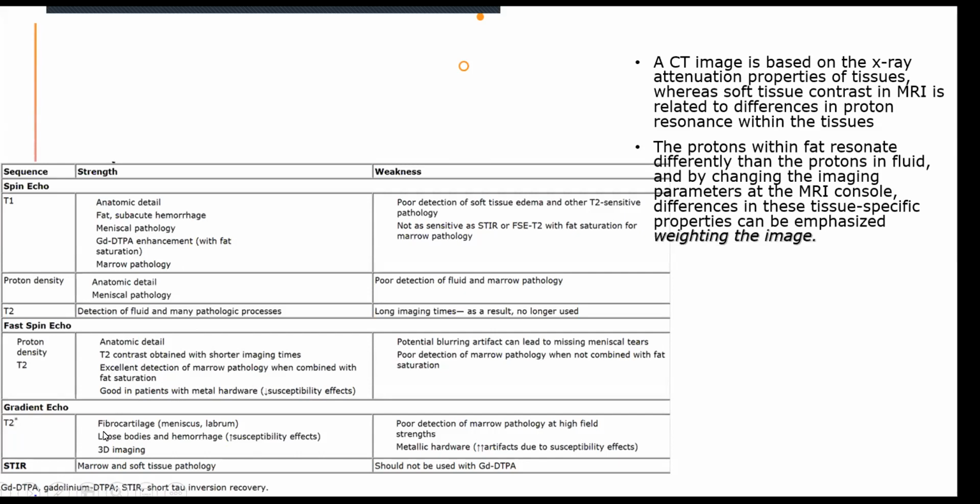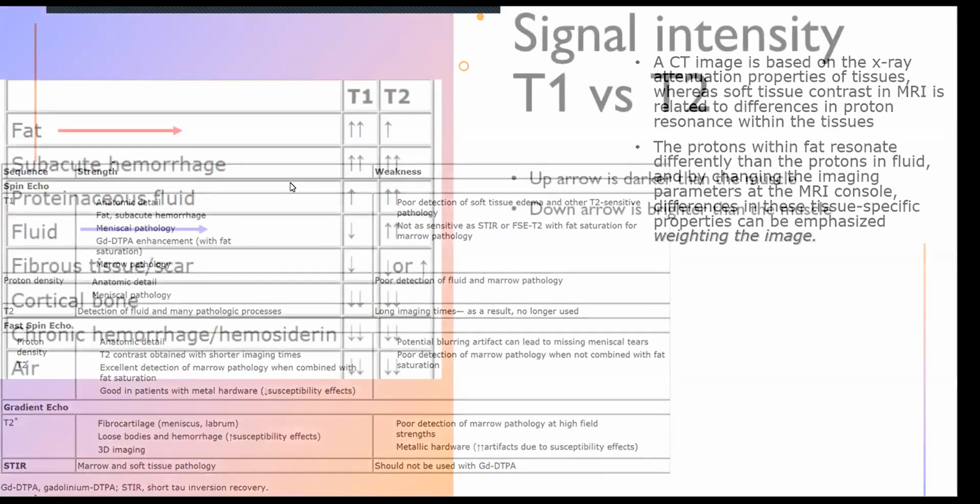Gradient echo, we use it to look for fibrocartilage like a meniscus or a labrum, loose bodies, or a 3D image study, but there is high susceptibility to artifacts. We have many weaknesses there, but we will discuss more about the strengths. The STIR, or short tau inversion recovery, means that only the marrow and soft tissue pathology are obvious, and it shouldn't be used with gadolinium.